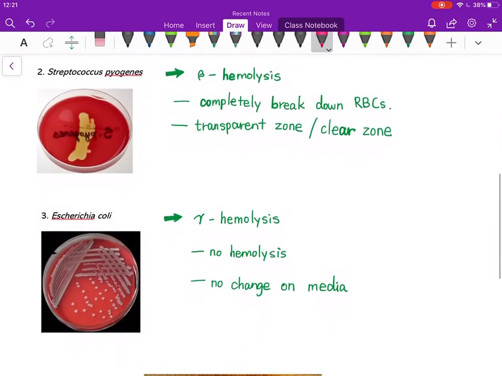For the next plate, we were using Streptococcus pyogenes. We can see the hemolysin which was produced by Streptococcus pyogenes completely destroyed the red blood cells, and the colonies completely lost the color and became transparent. You will be able to see this transparency when you hold it up to a light in the lab.